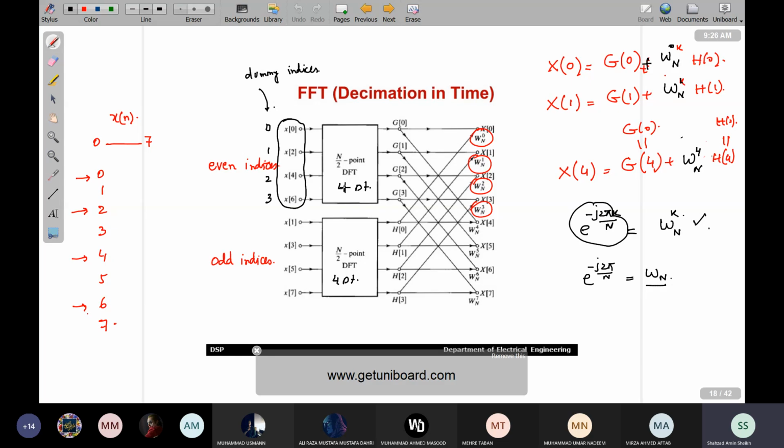So this is a 4-point DFT, this is a 4-point DFT. We are calculating G0 to G3, H0 to H3, and using these G's and H's and these twiddle factors we are actually calculating X0 to X7. Any confusion or any problem, please ask.